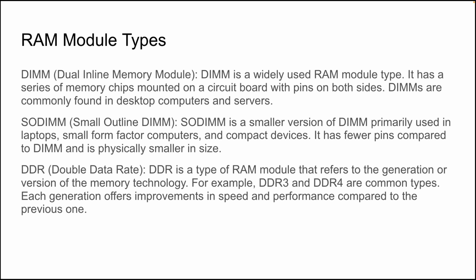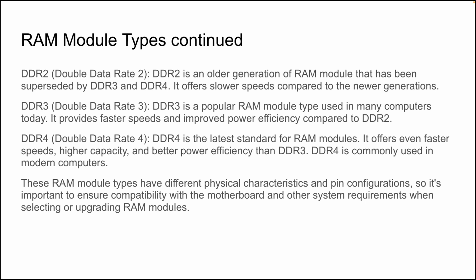DDR, double data rate, is a type of RAM module that refers to the generation or version of the memory technology. For example, DDR3 and DDR4 are common types. Each generation offers improvements in speed and performance compared to the previous one. And as you can see, this goes into more detail for DDR2, which is older, DDR3, which is popular, and DDR4, which is the latest for our RAM modules. These RAM module types have different physical characteristics and pin configurations, so it's important to ensure compatibility with motherboards and other system requirements when selecting or upgrading RAM modules.